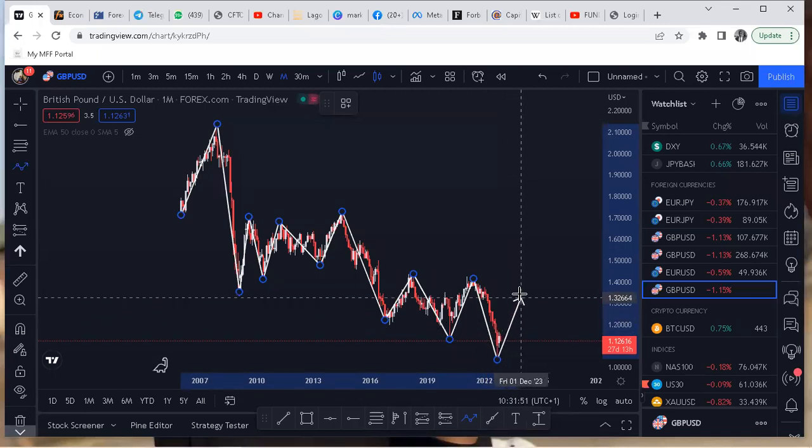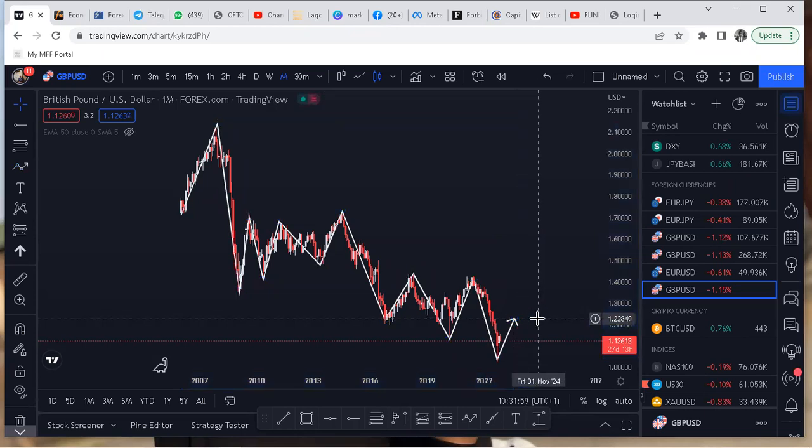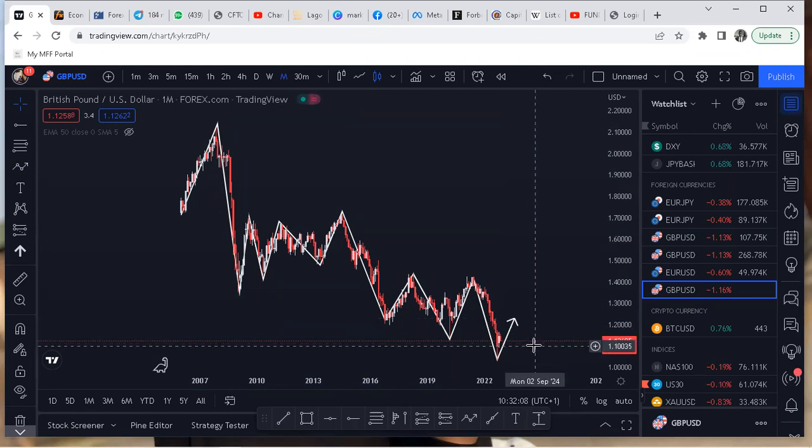So the question is, will it keep going up or will it continue going down? Where will it start going down from? Because obviously we know it's a sell. We don't need anybody to tell us that GBP USD is still going to sell. But now, where is it going to sell from? Where is it going to sell to? Those are the very important questions.